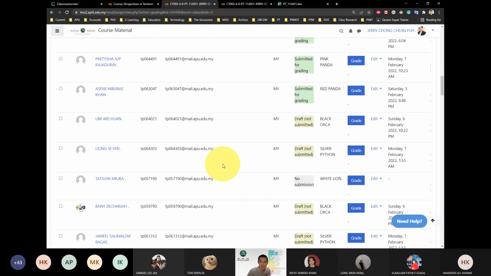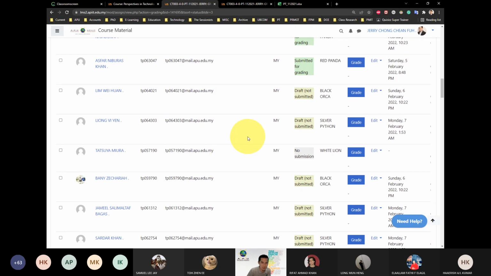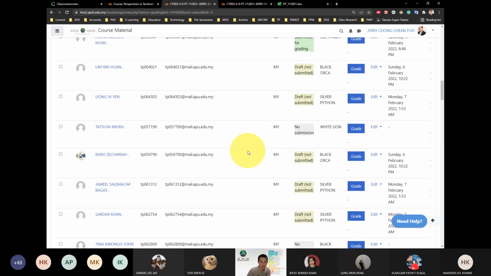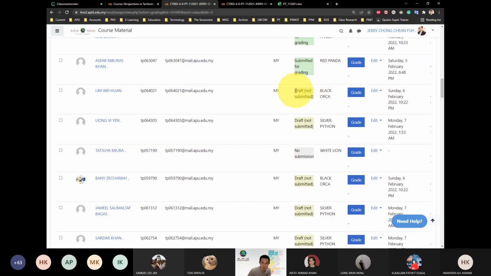All right, moving on. For some of you, as you can see on my end, it shows here as draft, not submitted. It is clearly mentioned here that it is not submitted. Wei Huan is asking a question: is it supposed to be less than 15%? Yes, it's supposed to be less than 15%.